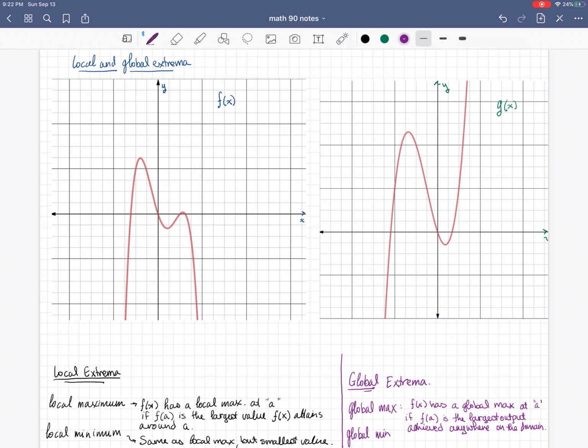So the question of whether there can be more than one global max is one that I'm not really going to get into too much. It's not important for what we're talking about. But it is a question, and it is something that you could think about if you wanted. And of course, a global min, same idea as global max, just smallest value.